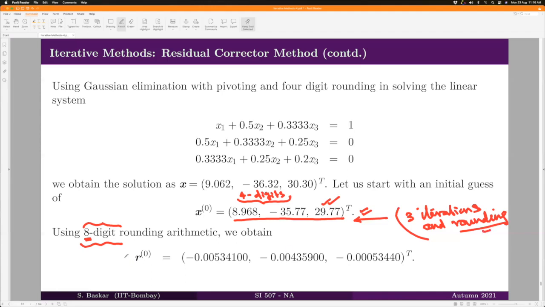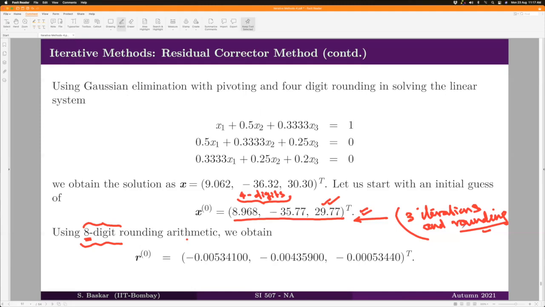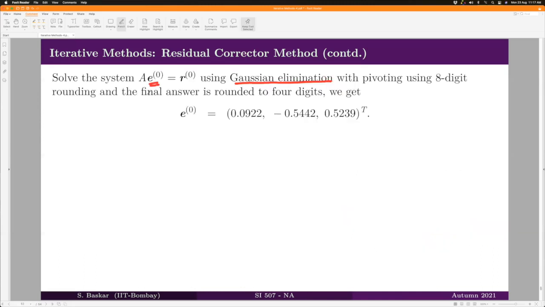It means the residual error has to be obtained using 8-digit rounding, and from here you have to obtain the error vector again using whatever method we prescribed. Here I am asking for the Gaussian elimination. Similarly, we may also say perform 3 iterations and rounding and use, say, Jacobi or Gauss-Seidel or any other method, including Gaussian elimination. Here we are doing Gaussian elimination. Therefore, you have to use 8-digit rounding calculation in Gaussian elimination with pivoting.